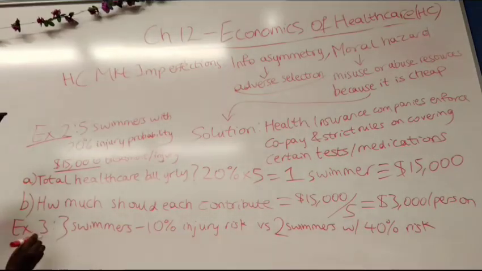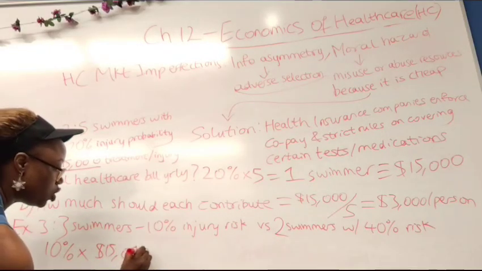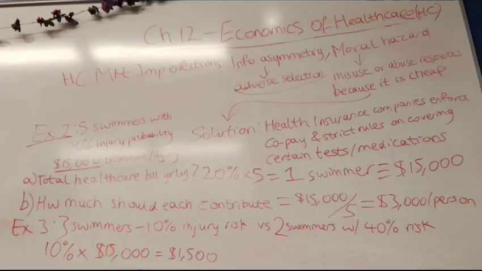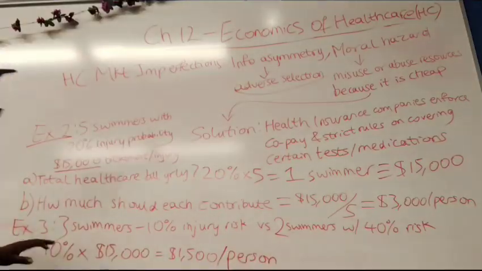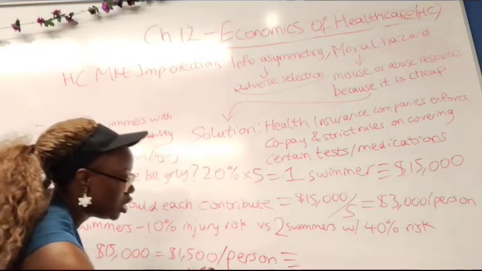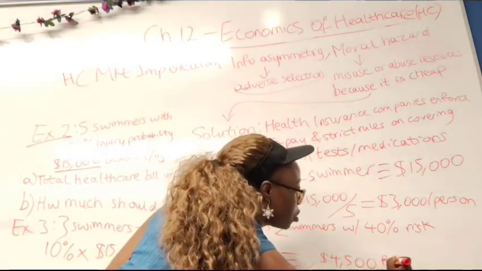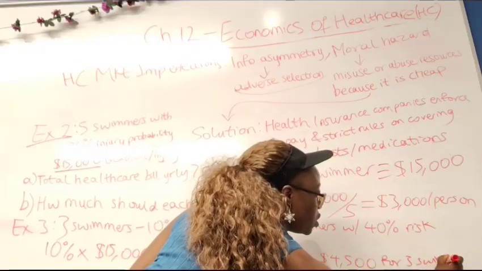So you have 10% injury risk, right? 10% times the total cost of treating the injury, 15,000, which is going to give you 1,500 per person. And because there are 3 swimmers with this 10% probability, that is going to translate into 1,500 times 3. That's going to translate into 4,500 for 3 swimmers with the low risk.